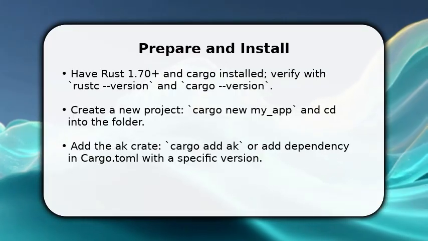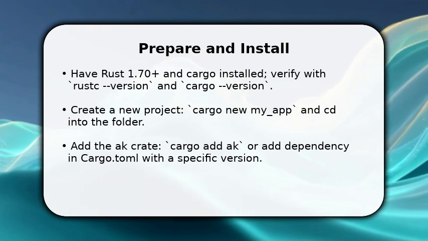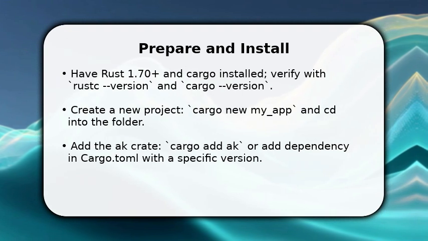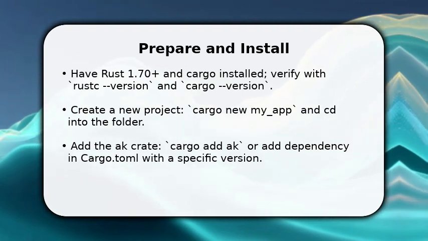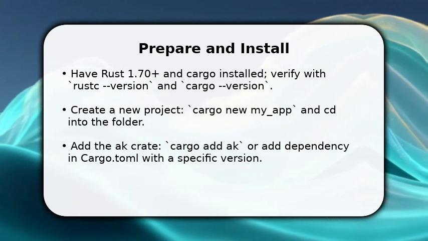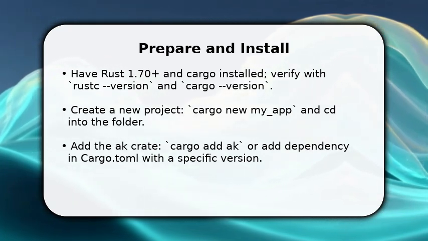You start by ensuring your Rust toolchain is current and your project exists. Once done, add the ACK dependency so you can call its API immediately. Open Cargo.toml and set the version, then run cargo build to fetch and compile. Make sure to enable the needed features now.